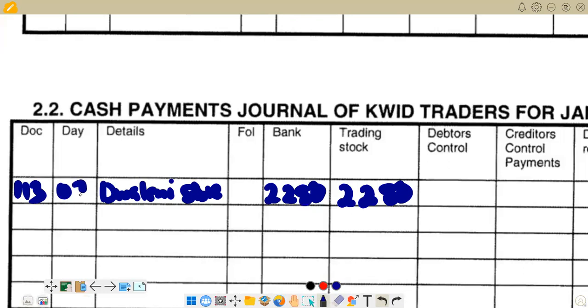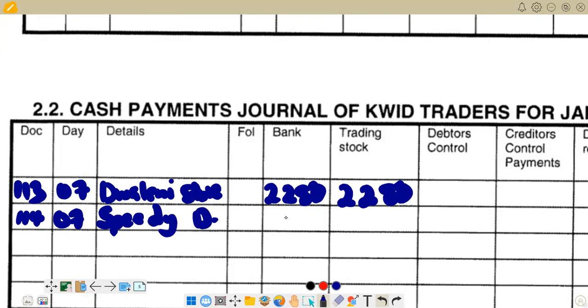So we have 07 here, and we are saying it's also applying here on the next one. And we also have the same, but on the document it's now 114. And the details, we are paying speed deliveries. So here we have speed deliveries there.